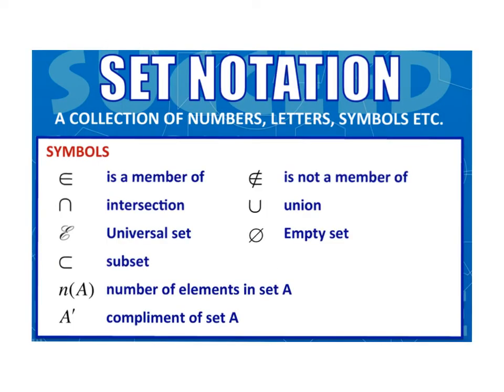Here's a collection of all the different notation you might get. So we've already looked at intersection, union, and universal set. Also complement of set A. Now another one which comes up quite a lot is this. So a little circle with a line through means empty set, so 0.